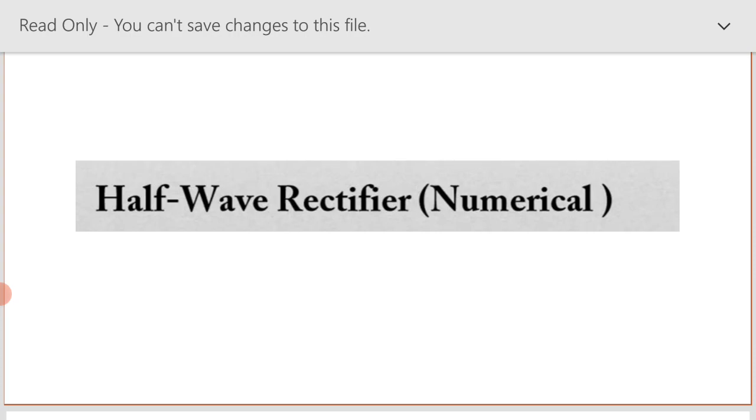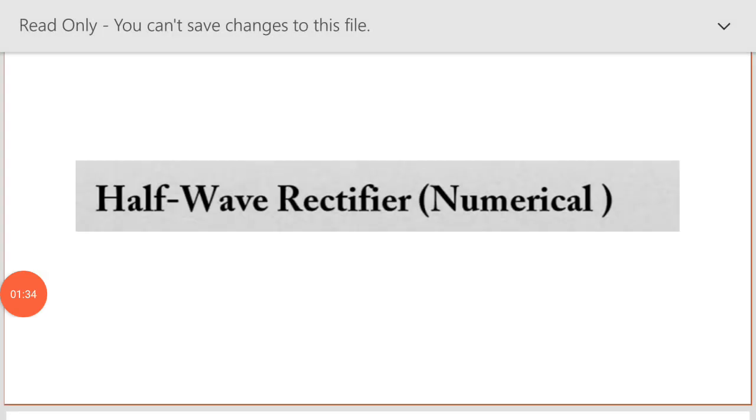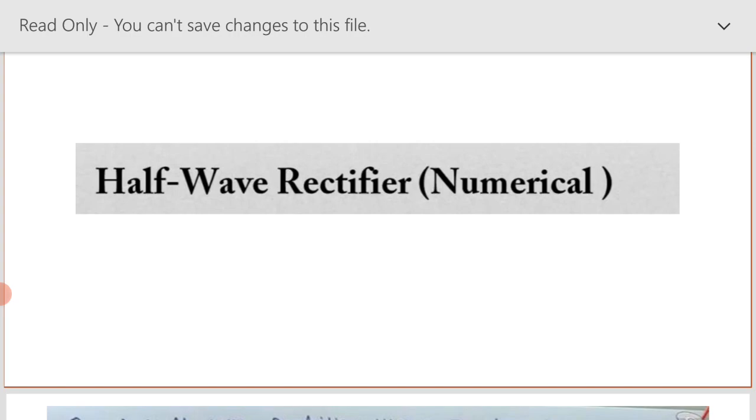One diode is used in a half wave rectifier. In a full wave center tap rectifier, two diodes are used. After that, in a full wave bridge rectifier, four diodes are used. In today's lecture, we see the half wave rectifier working. I will tell you the working of the half wave rectifier and we see a numerical on the half wave rectifier.